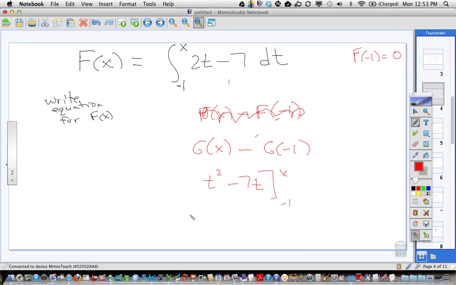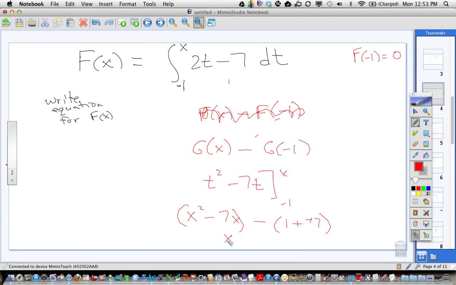So I take x and I plug it in. I get x squared minus 7x. Okay, that's what I get if I plug x in. That's g of x. Minus, and now what do I get when I put -1 in? -1 squared is 1. 7 times -1.